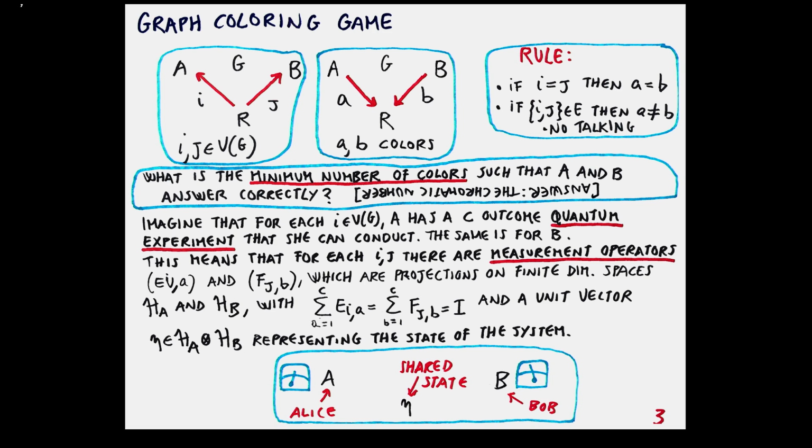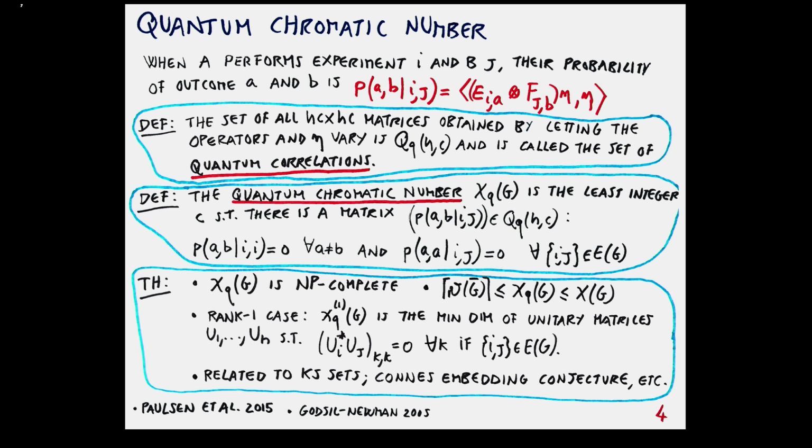Eta, which is indeed the state of a bipartite system, so it is in a Hilbert space HA tensor HB. And there is some kind of setup in which Alice has her measurement devices, Bob has his measurement devices, and the state that they share. Okay, now, suppose that Alice and Bob have access to this machinery. What can they do? Here is what happens.